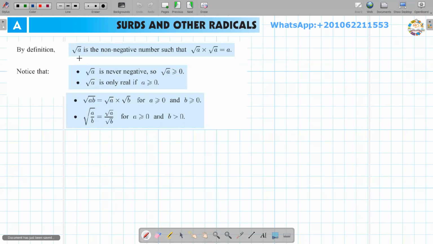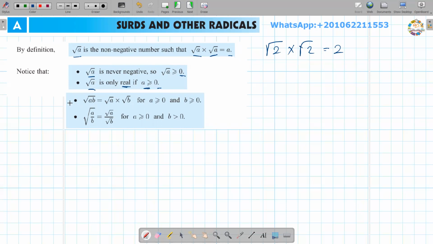Here we have some critical thoughts. First of all, root A is a non-negative number such that root A by root A equals A. Numerical example: root 2 by root 2 should be 2. And root A is never negative, so root A is greater than or equal to 0, and root A is only real if A is greater than or equal to 0.